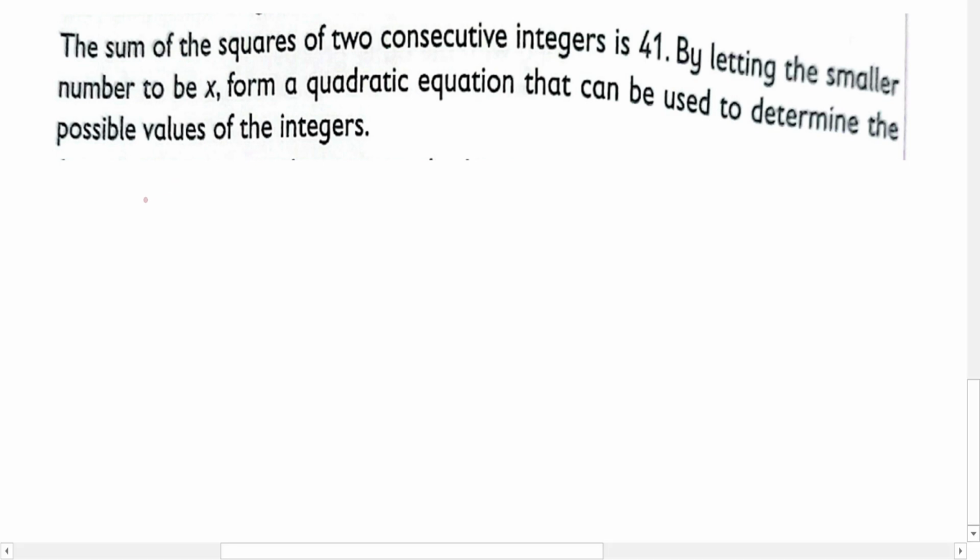You've been told the sum of the squares of two consecutive integers. Let's say the smallest number is x. The number consecutive to x is going to be x plus 1. It's like 1, 2, 3, which are consecutive numbers: to get 2, you just add 1, and to get 3, you just add 1. So if the smallest number is x, the other number is x plus 1.